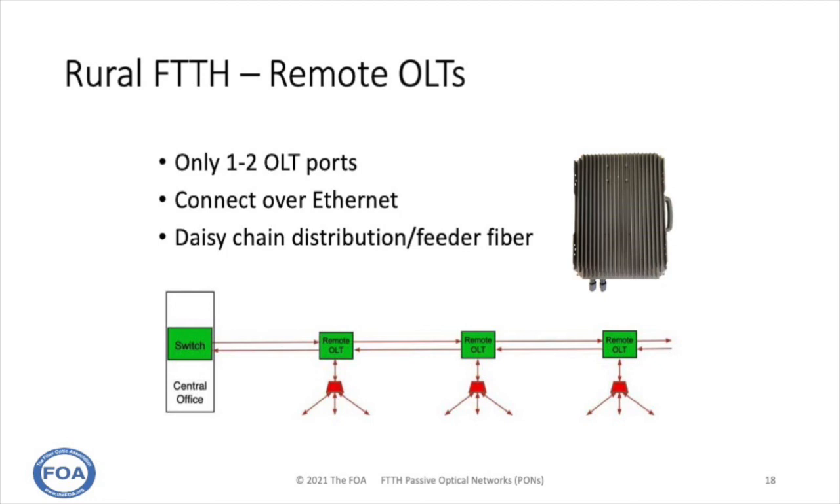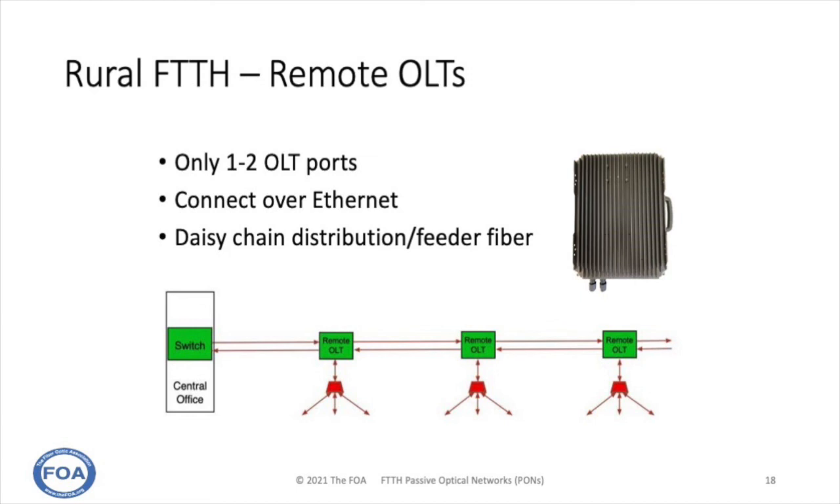What seems to be a much better solution for rural networks is a type of remote OLT. A typical OLT, like we showed you pictures early on, sits in a rack and can have dozens or hundreds of ports that can connect up thousands of users. But in a rural situation, you don't need that.